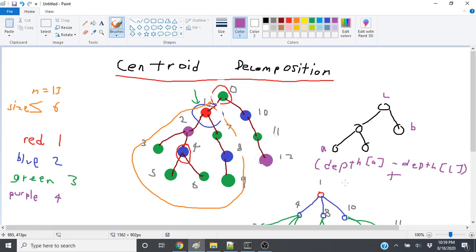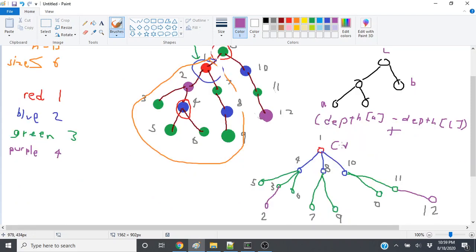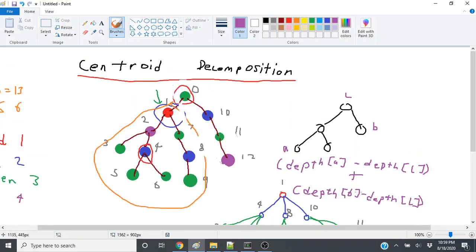And then add that to the same thing for B. Depth of B minus depth of L. And that's enough. You can simplify it into depth of A plus depth of B minus 2 times this, because these are the same. But it doesn't really matter. That's the formula. All you have to do is be able to get the LCA quickly.